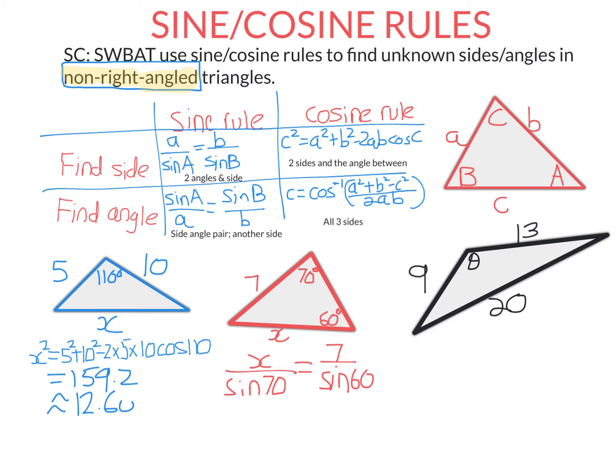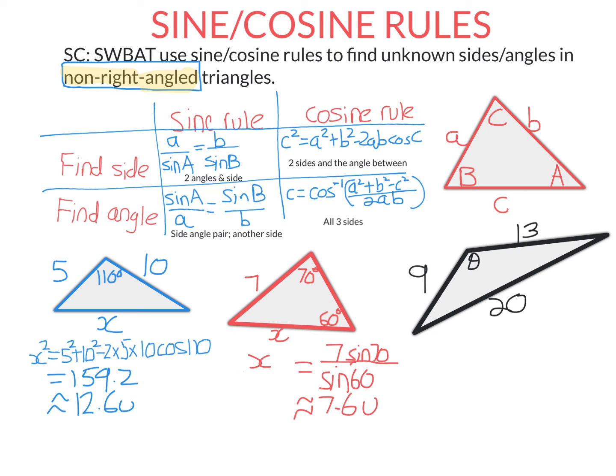Setting up our equation, we have a over sine A equals b over sine B. Remember, this angle here, 70, needs to be the one opposite the side we're trying to find. We put 60 down here because it's opposite 7. It has to be a side over its opposite angle. To solve this equation, to get x by itself, we just times each side by sine 70 because it's just a number. So x equals 7 sine 70 over sine 60. Putting this on our calculator, making sure we're in degrees mode, we get 7.6 units.